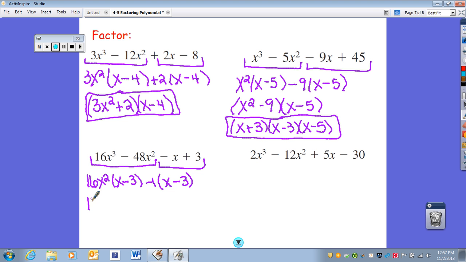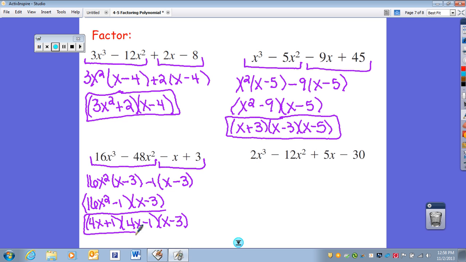So now we'll put the monomial factors together, which gives us 16x squared minus 1 as our first binomial, and then we have x minus 3. Please recognize that 16x squared minus 1 is the difference of squares, so that's going to be 4x plus 1 and 4x minus 1. And our other factor will be x minus 3. So now we have factored this polynomial completely.